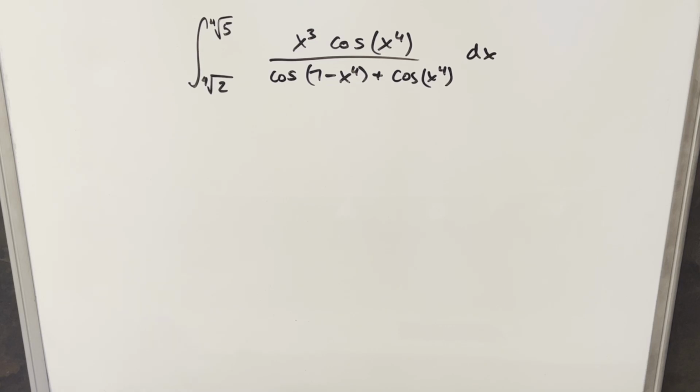Okay, we have here today a pretty scary looking integral. We have the integral from the 4th root of 2 to the 4th root of 5 of x cubed cosine x to the 4th over cosine of 7 minus x to the 4th plus cosine x to the 4th dx. Now we've got a lot going on here, so I want to just try to focus on seeing if we can do something to simplify this situation.